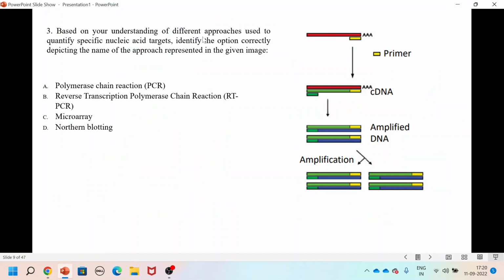So based on your understanding of different approaches used to quantify specific nucleic acid targets, identify the option correctly depicting the name of the approach represented in the given image. Is it a representation of a polymerase chain reaction, or of reverse transcription polymerase chain reaction, that is RT-PCR, or is it a description of microarray or northern blotting?